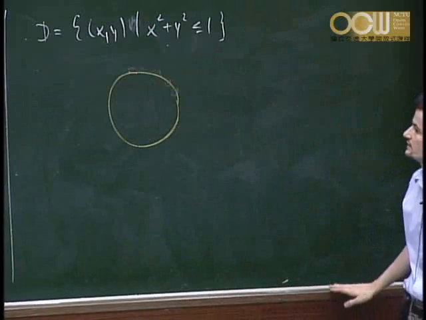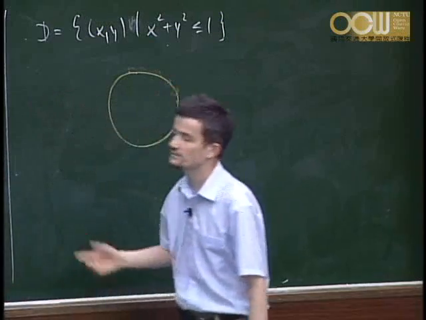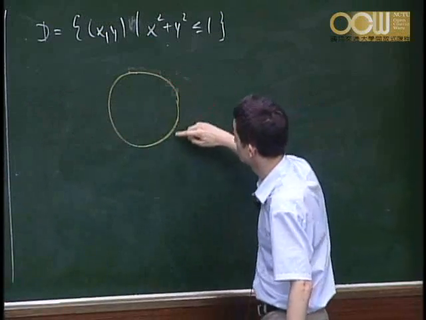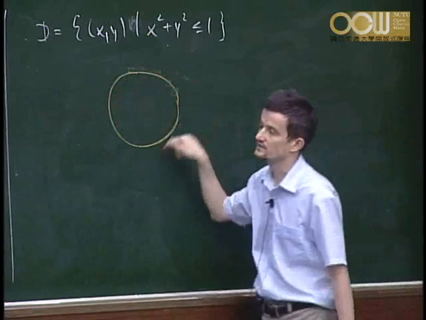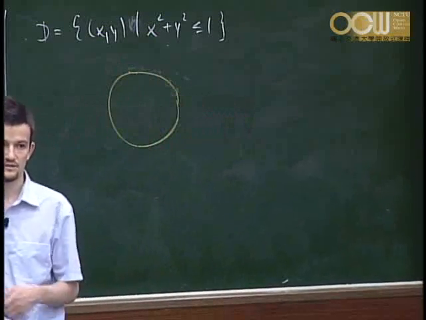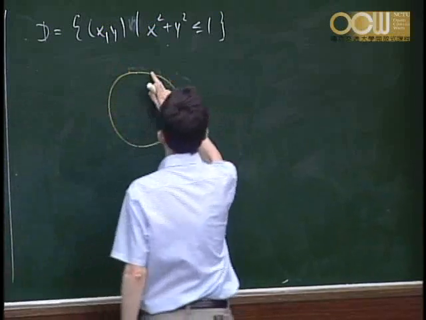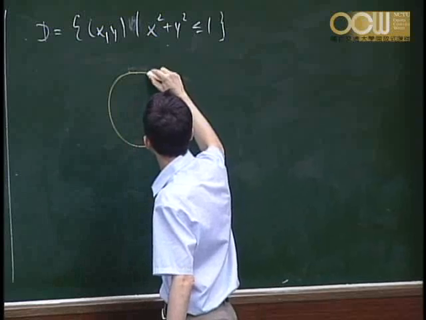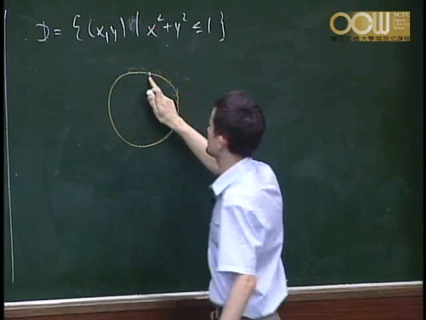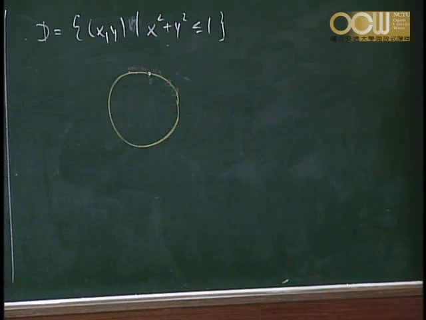Okay, and closed means all the points on the boundary, the boundary should be clear what it's supposed to mean, the boundary is this here, are contained in the set. So if I remove one point at the boundary, then the set is still bounded but not closed anymore.